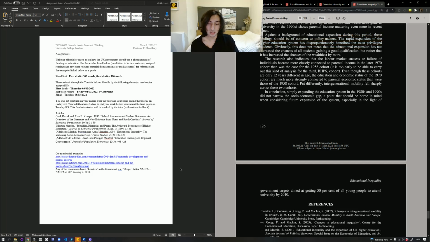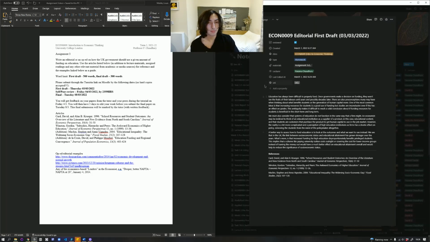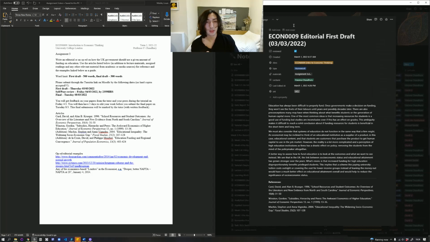So what I did was I wrote my thing here. Okay, so here's my first draft. Let me just enlarge the text so you guys can see it. Now, look at just the draft here. First of all, I've broken it up into little points, just to make it a little easier to read. I've started with generally a strong line, although I don't know if it's that strong. Education has always been difficult to properly fund. Something like that.